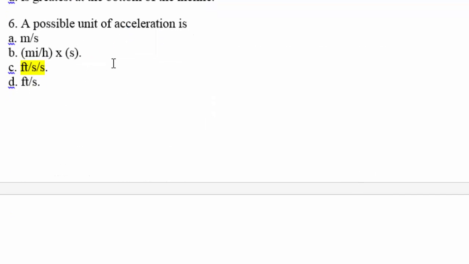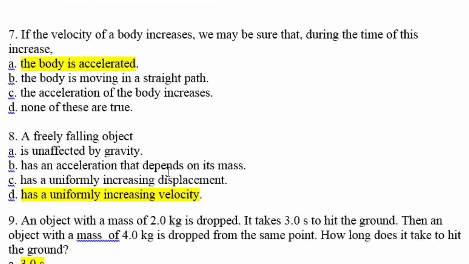And notice here, the unit of acceleration has to be a unit of length divided by a unit of time divided by a unit of time, as we explained earlier in part 1 of lesson number 5. In question number 7, if the velocity of a body increases, we are sure that there is acceleration. Now, why is it not choice C, that the acceleration of the body increases? Because the acceleration could be constant, as is the case with falling objects. It could be 9.8 meters per second squared the whole time. So it's not necessarily an increasing acceleration. It could be constant acceleration. It could even be decreasing acceleration.